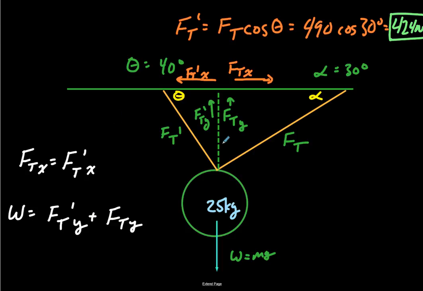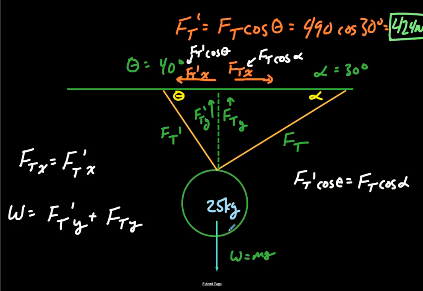Okay. So Ft prime of x, we're actually going to find as Ft prime times the cosine of theta, right? And then we're going to define Ft of x as Ft times the cosine of alpha, right? So let's rewrite this in terms of that. Ft prime cos theta must be equal to Ft cos alpha. Okay, and then let's do the same thing with our y values.